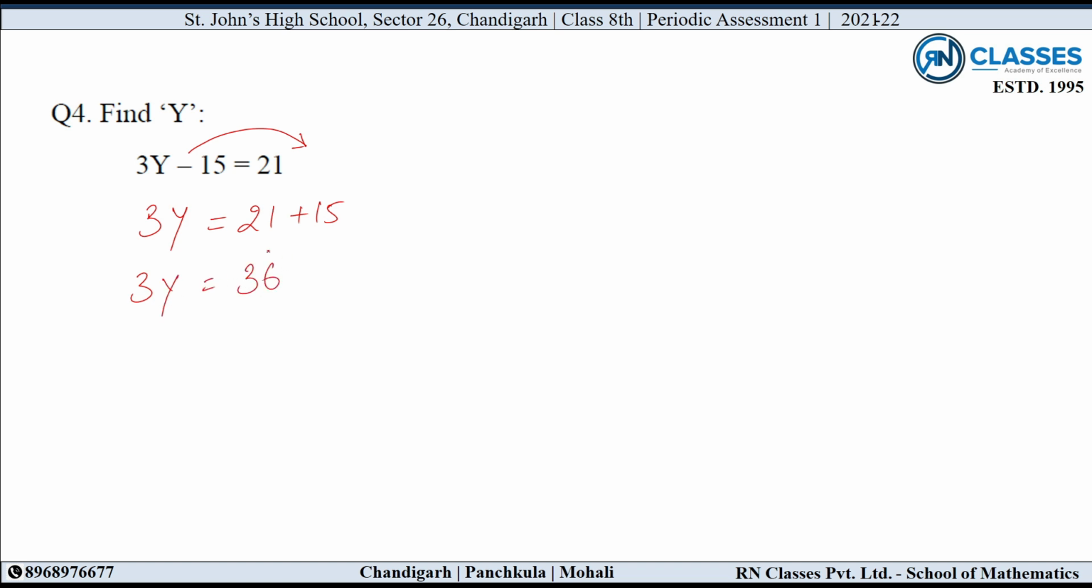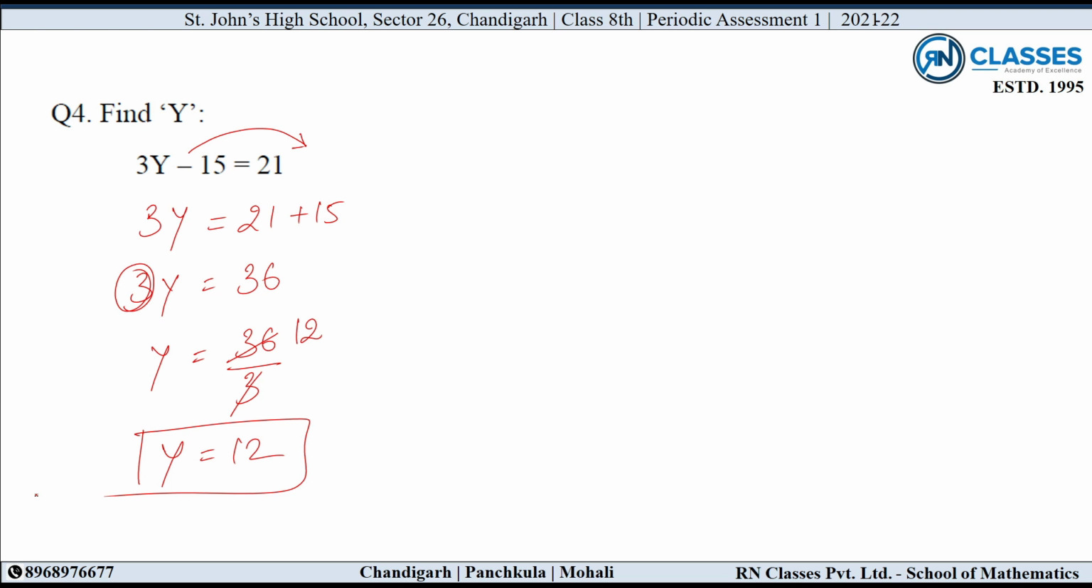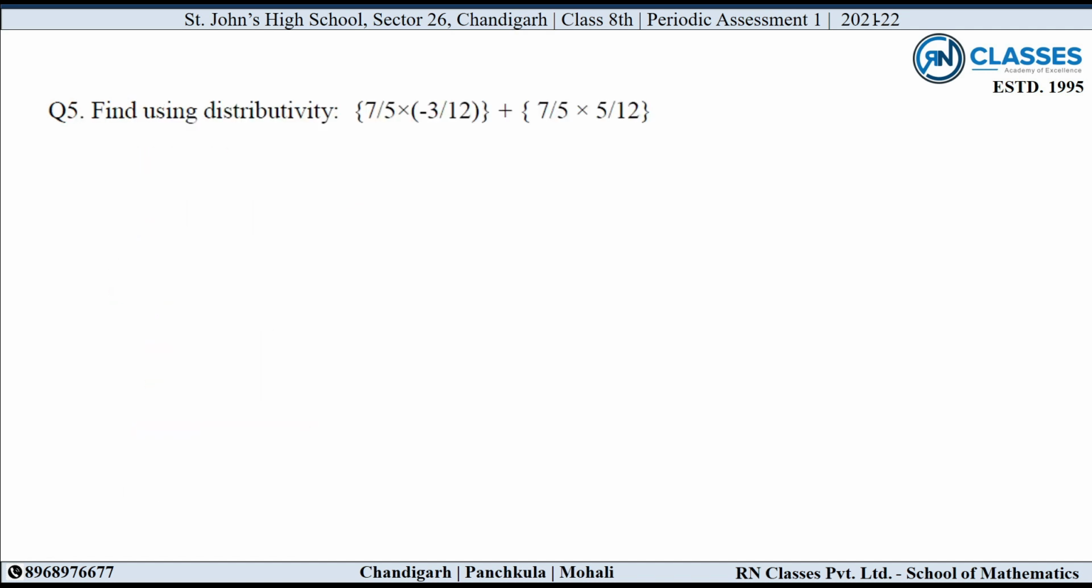21 plus 15 is 36. Now, 3 is in multiplication on left hand side. So y is equal to 36 by 3. यहाँ पे denominator में आ जाएगा. Right? So 3 1's a 3, 3 2's a 6. So 12 times, right? So y is equal to 12. All the 4 4-marker questions are done and you can get full marks in this very easily. Moving on to the next one. Question number 5.